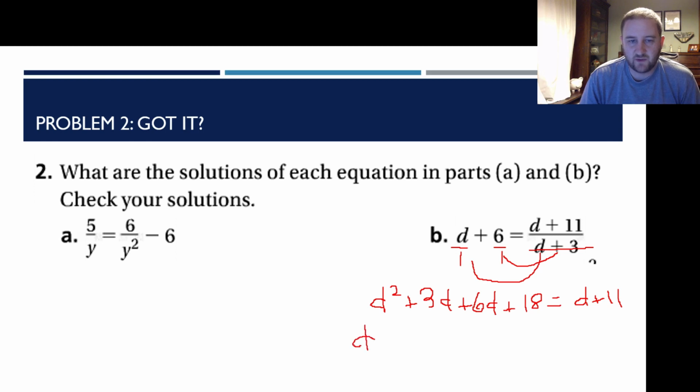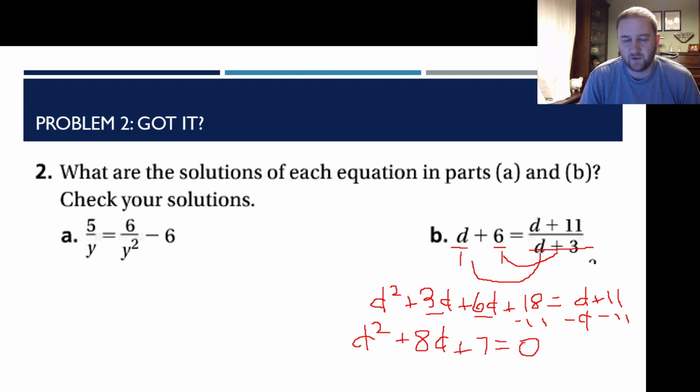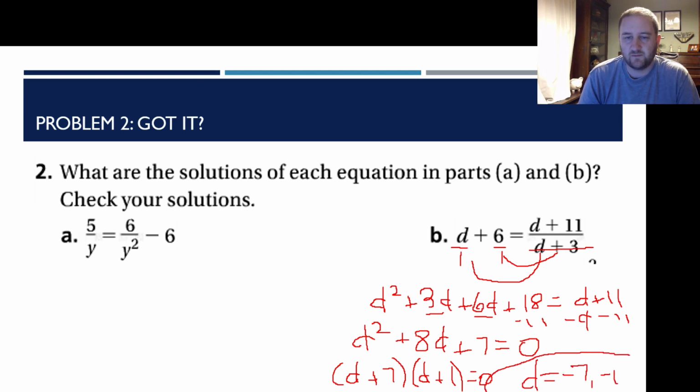So we've got d squared, we've got 3d and 6d. We're going to subtract d on both sides, so 9d minus d is 8d. Then we're going to subtract 11 on both sides as well, which leaves us with a positive 7 equals 0. So we want factors of 7 that add up to 8. That should be d plus 7 times d plus 1 equals 0, which means our solutions are d equals negative 7 and negative 1.